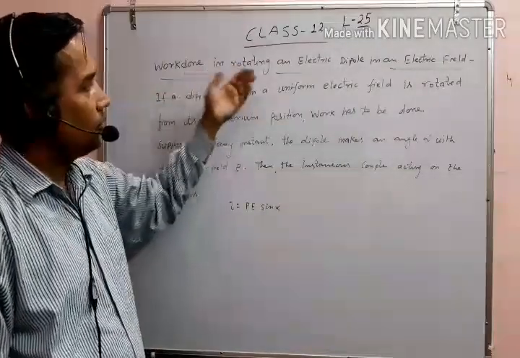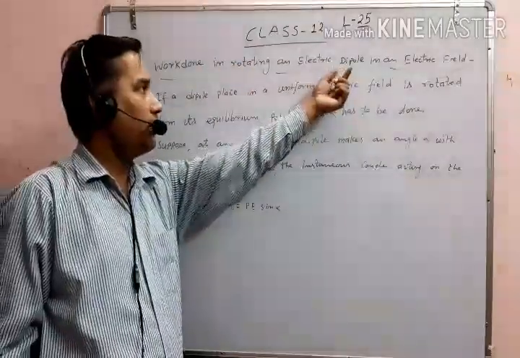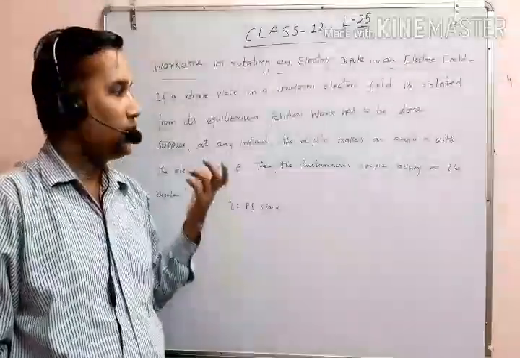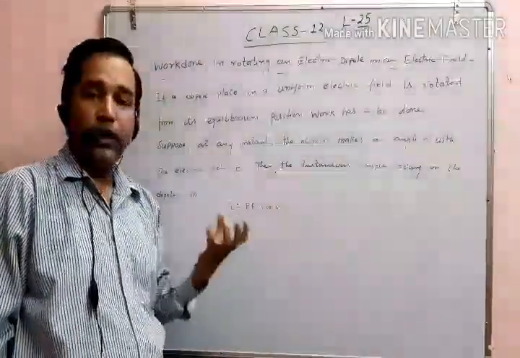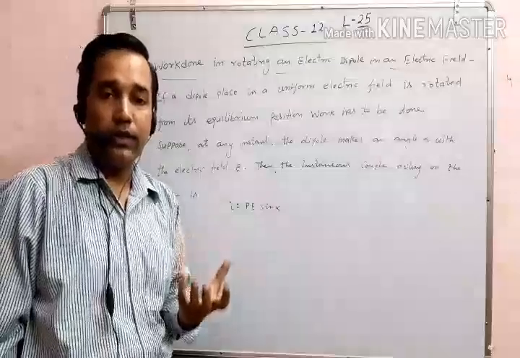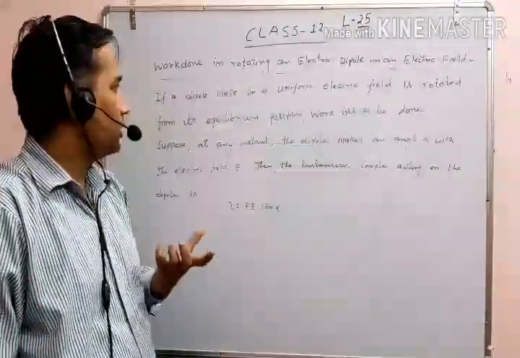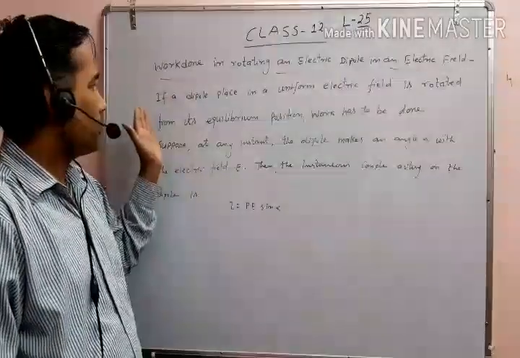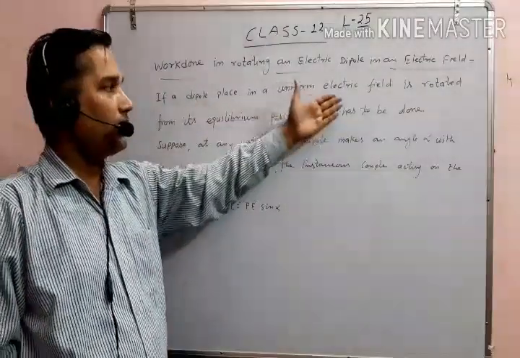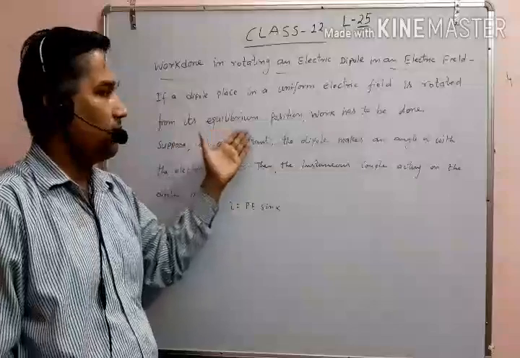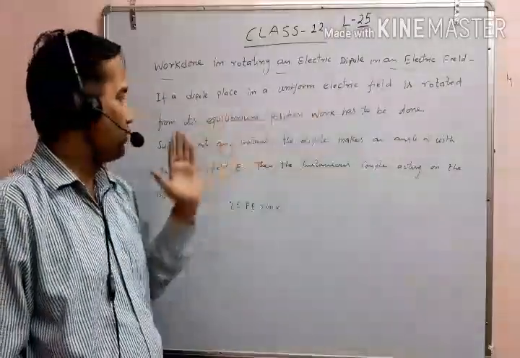So here one word comes up: dipole. What do you mean by dipole? You know dipole, that means two equal and opposite charges separated by twice the distance from each other. That arrangement is known as the dipole. I hope this is clear. And if a dipole placed in a uniform electric field is rotated from its equilibrium position, work has to be done.